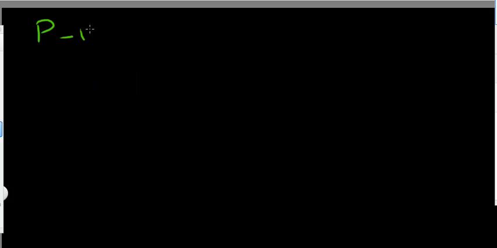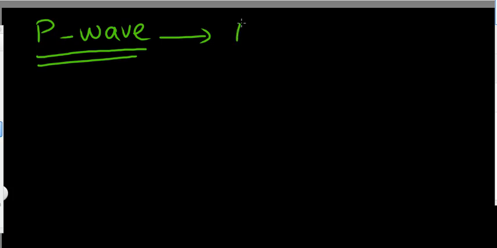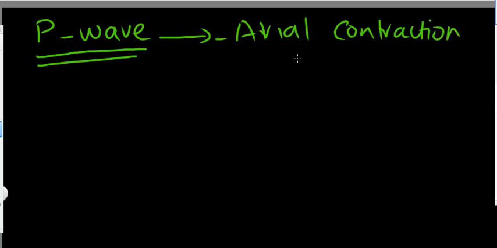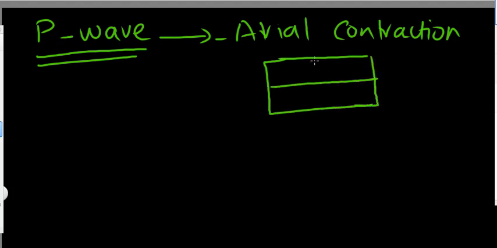So the P wave is really easy, and it shows you the atrial contraction. What I mean by this is if you divide the heart into 4 chambers, let's suppose the heart is not a rectangle and is perfectly shaped, and this is your right side, this is your left side, this is your atria, this is your ventricles. Now, the atrial contraction would show the P wave on the ECG.